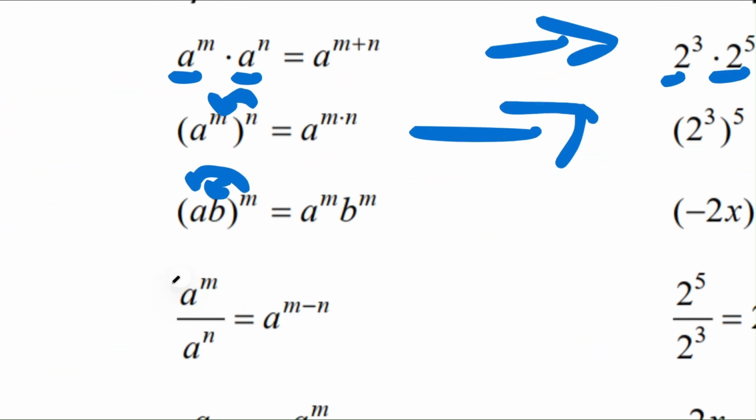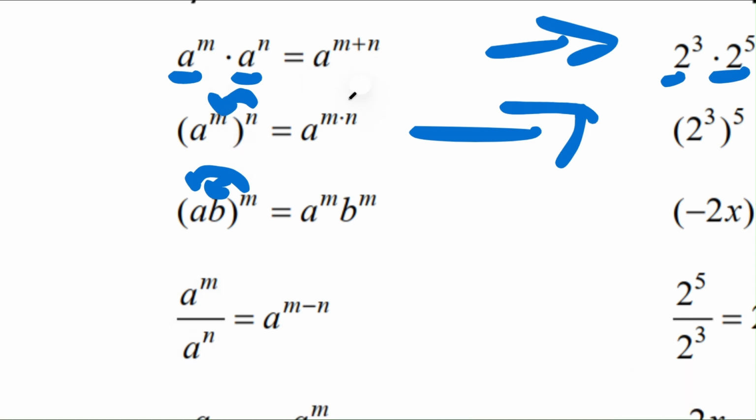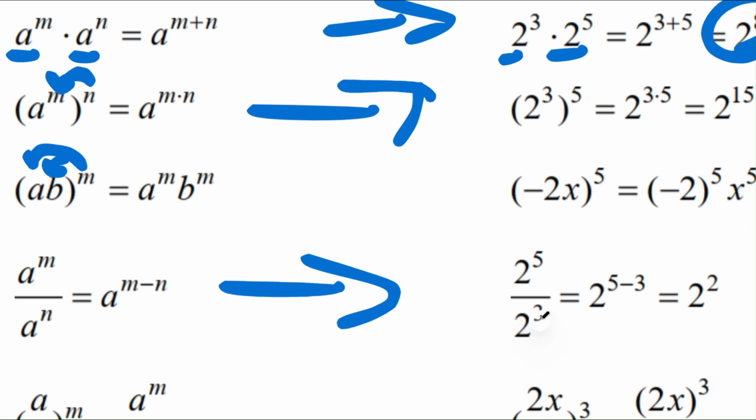Now, if you want to divide the numbers with the same base, in this case, we got the same base, a, but our exponents are different, that's fine. We just have to subtract them, that's it. For multiplication, we have to add them, but for division, we have to subtract them. Here's the example. 2 in the power of 5 divided by 2 in the power of 3 equals 2 in the power of 5 minus 3. There's the result.